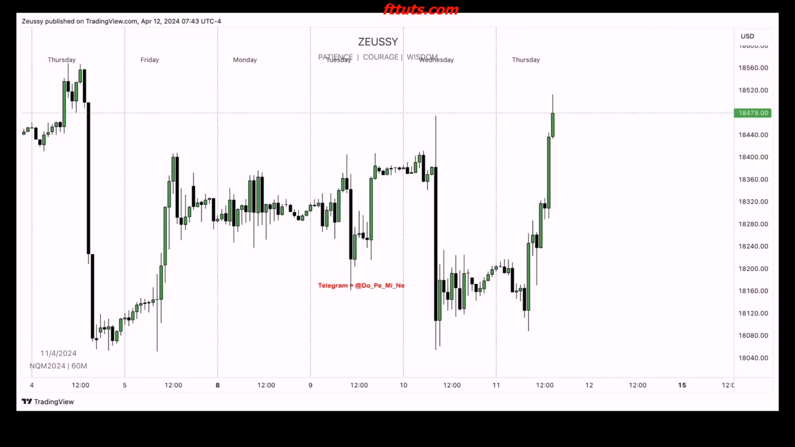Now notice that I don't even have to go onto an M1 chart to determine this. I'm just on an hourly chart. I can already see the candles speaking to me. I can already see them basically saying, nope, not today. Today it's not happening. Today the setup is not present.